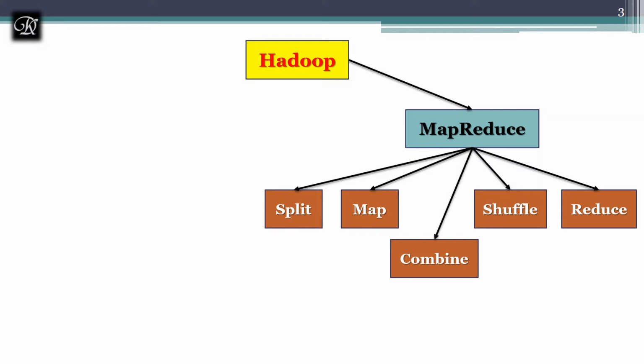That's why when we say MapReduce, we focus mainly on map and reduce. Split can be done by HDFS itself. Combine and shuffle are optional, while map and reduce are mandatory. Shuffle is only optional when there is only one reducer process.